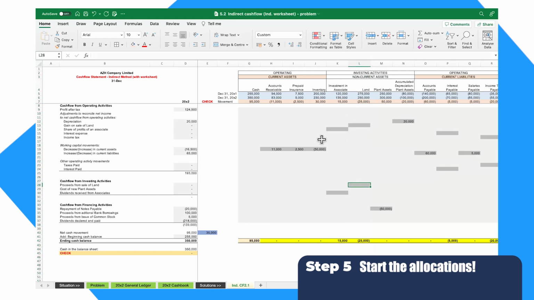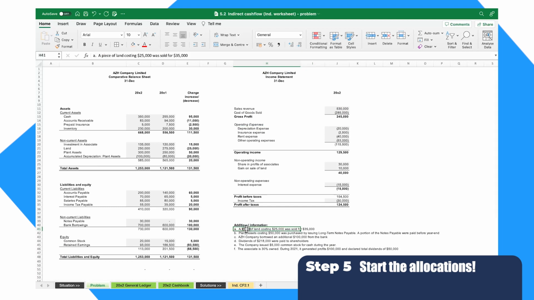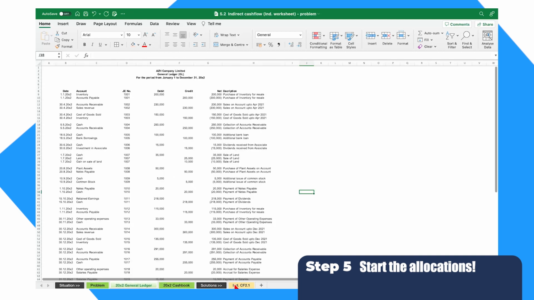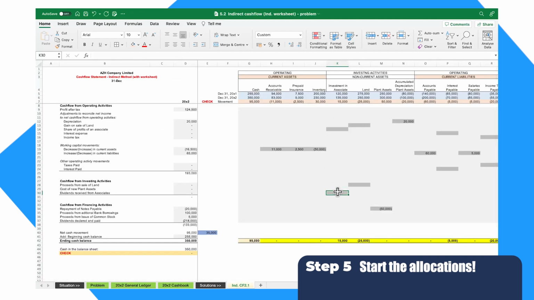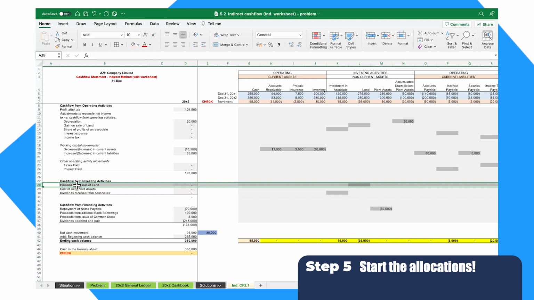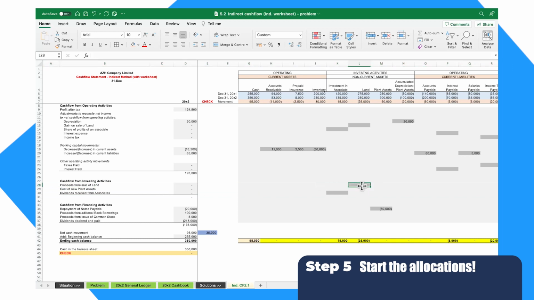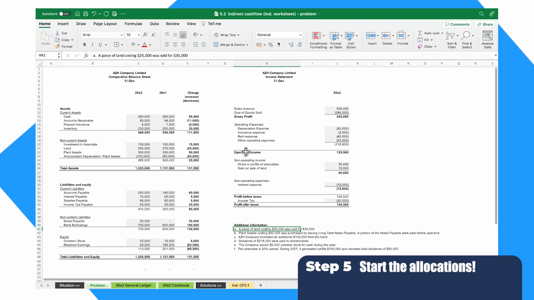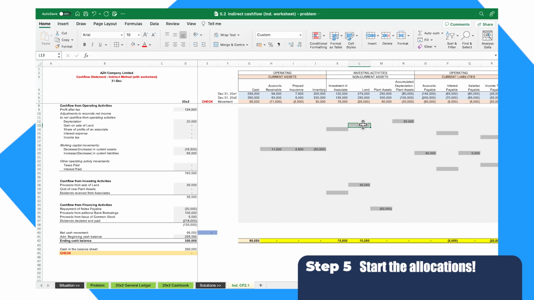For the land, we know that we received 35,000 for a land that is costing 25,000. So here, in the cash flow, for investing activities, we have proceeds from the sale of land of 35,000 because we have received cash, and now you see that there is a 10,000 of difference that is yet to be allocated. If that looks very familiar to you, it's because it is actually the gain on sale of land of 10,000 in the income statement. So now we have to input negative 10,000 to cancel out the movement.